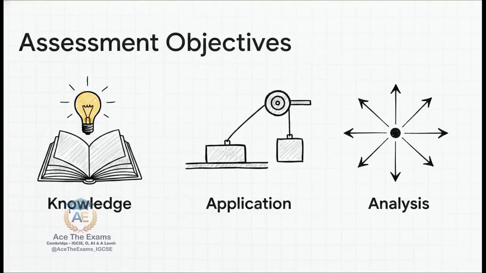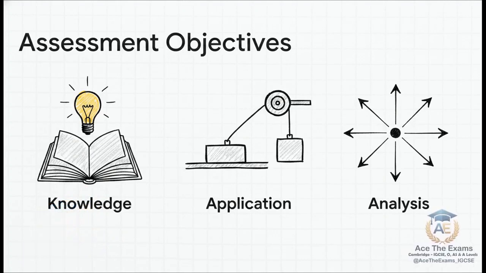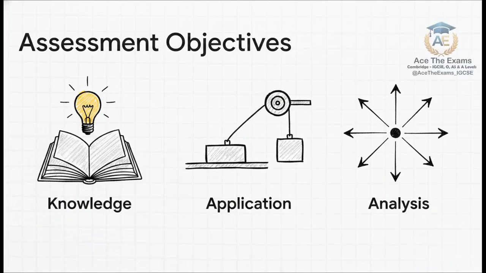And this brilliantly illustrates what Cambridge is actually testing across 3 distinct cognitive domains. This isn't just about math, it's about how you think. First, we have knowledge and understanding. Do you actually know the raw facts? Do you know the formulas? Second is application. Can you take that raw fact and use it in a totally unfamiliar context, like a particle connected by a light, inextensible string passing over a smooth pulley?